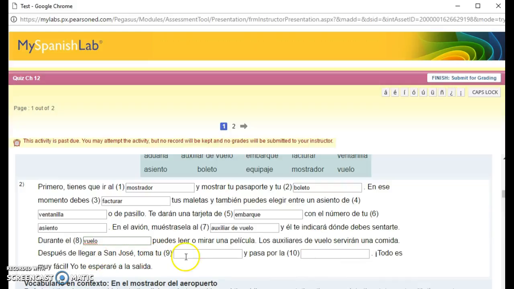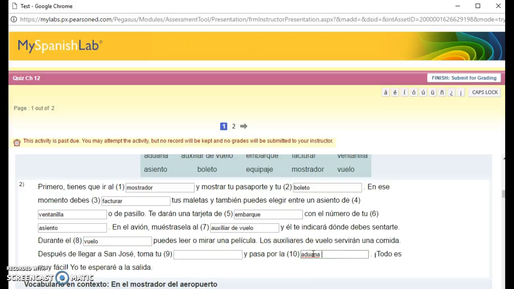After arriving to San Jose, take your blank and pass for the blank. So, well, you have to pass through the aduana, so that's the customs. And let's see what's left. Equipaje. Todo es muy fácil, yo te esperaré a la salida.